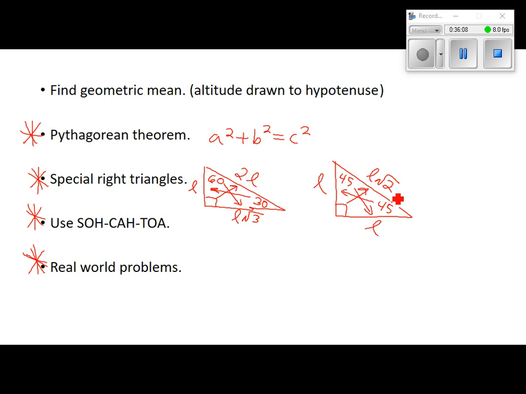SOHCAHTOA, just remember the steps: you got to pick out your angle, label the triangle, then set up your equation. And your equation is always going to be, what is it? Sorry, I had to stop and think. Trig name, so sine, cosine, or tangent, then the angle, then an equal sign, then your fraction. And then real world problems, that's just sort of self-explanatory.